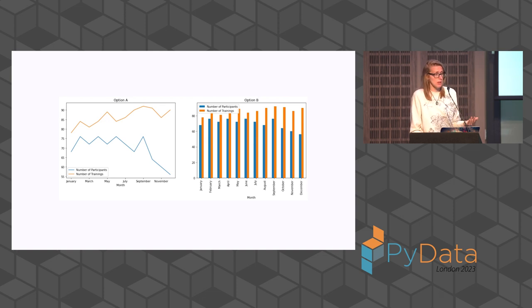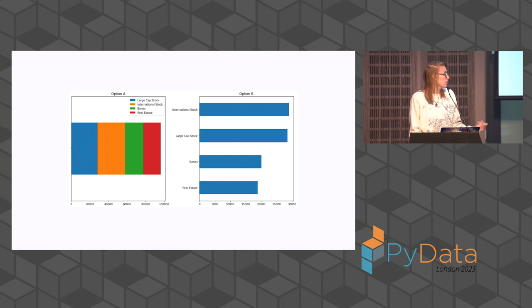Which doesn't mean that the bar chart is bad necessarily. A bar chart like this is very good if you want to compare the numbers between the different years, but if you're looking for the trend, option A is the better choice. And the same goes for these two charts. Again, exact same numbers, exact same data source, but which visualization makes it easier to determine which investment has a greater share? I would say personally, at first glance, the second option, it makes it clear that the international stock has a bigger share, even though the bars are quite close to each other.